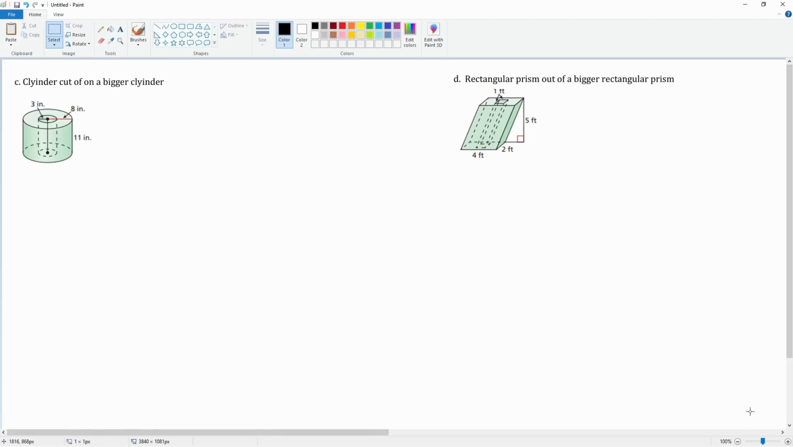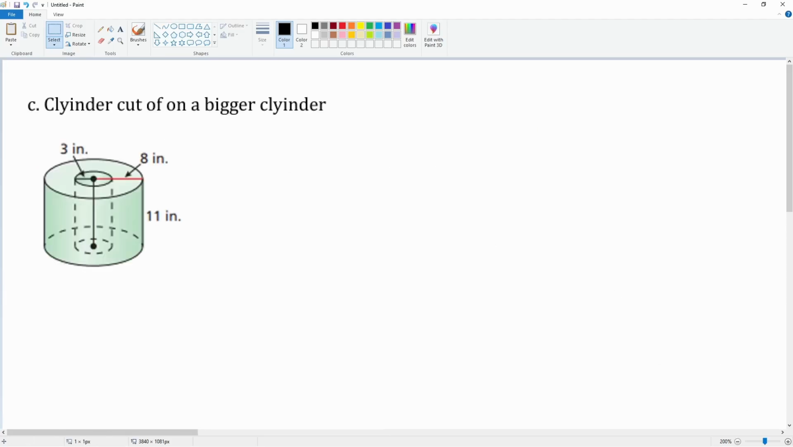All right, here we have the last problem. Here we are asked for 6C to find a cylinder cut out of a bigger cylinder. So let's do that first. Well, we should get the cylinder's formula first. So the cylinder is like the cone, just without the 1/3.